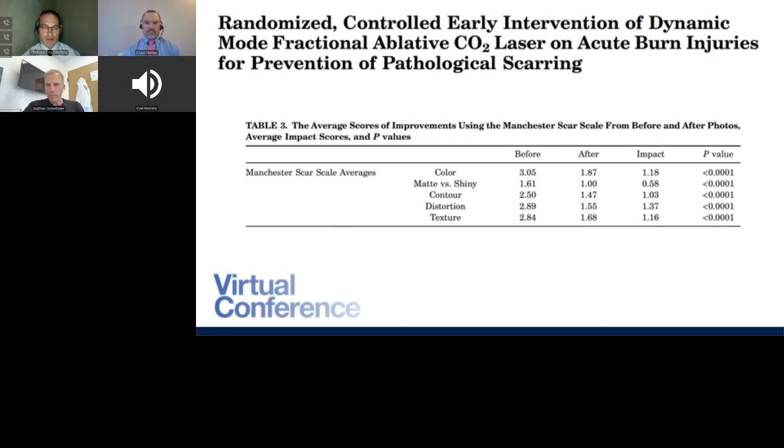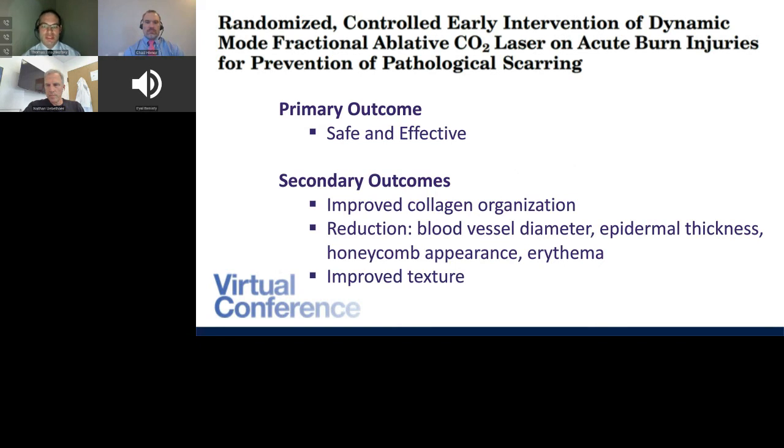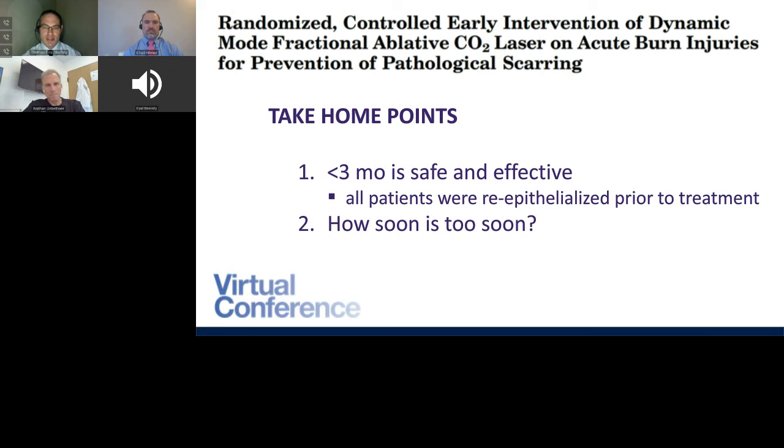So their primary outcome, not only were these treatments safe and effective, but oh my goodness, the secondary outcomes, everything got better. The collagen organization improved. They saw reductions in blood vessel diameter, improvements in epidermal thickness, the honeycombing appearance, decreases in erythema, and improvements in texture. So the take-home points from the study, things to consider, is less than 3 months appeared to be safe within this study design. And as I mentioned before, all the patients were reepithelialized prior to treatment. But how soon is too soon?